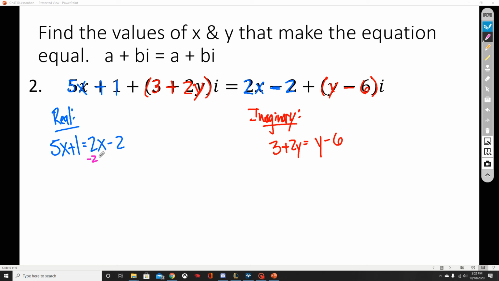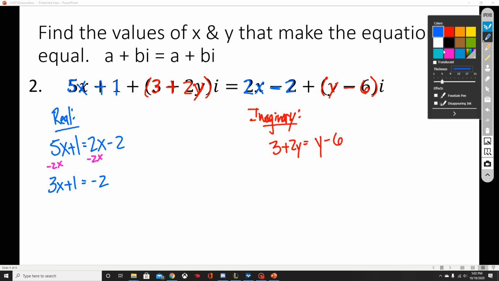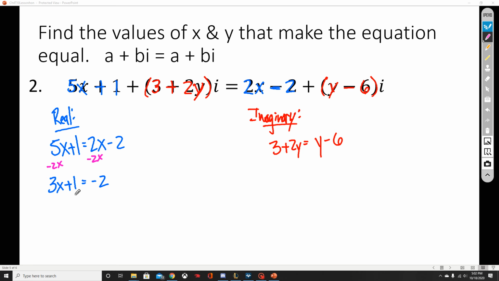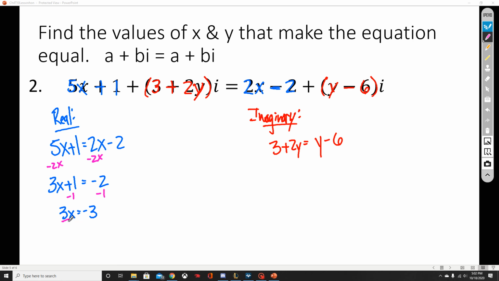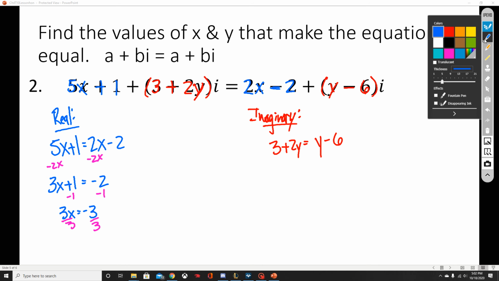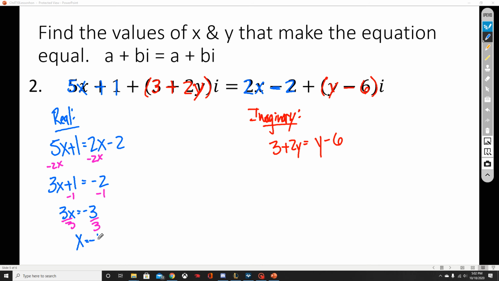I'm going to move the 2x over here to combine it with my 5x, which will then turn this into a two-step problem. 3x plus 1 equals negative 2. I can subtract 1, and I will have 3x equals negative 3. I can divide by 3, and I see that my x must be equal to negative 1.